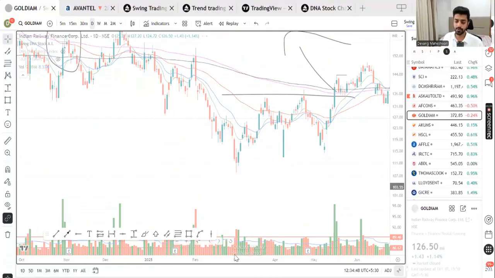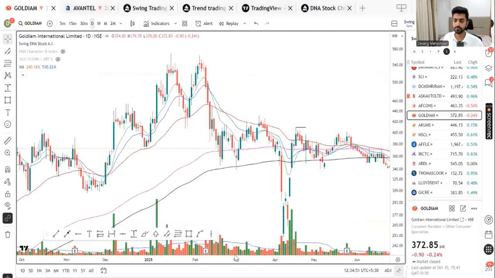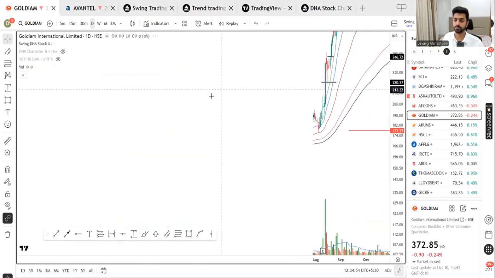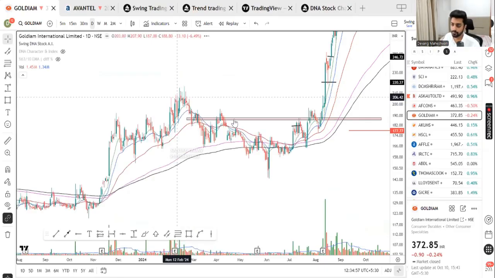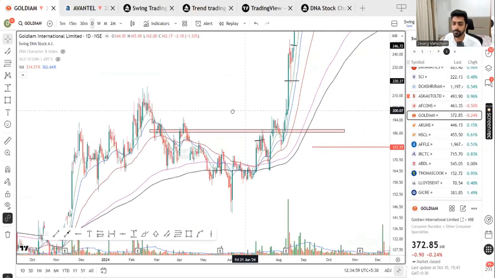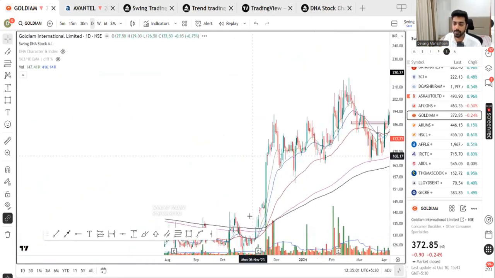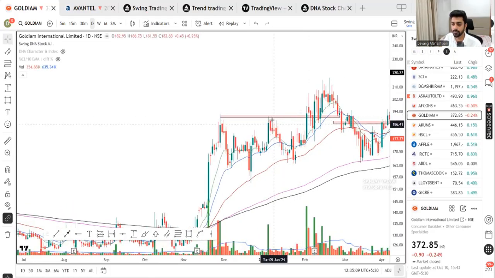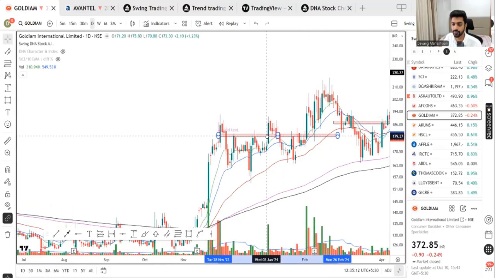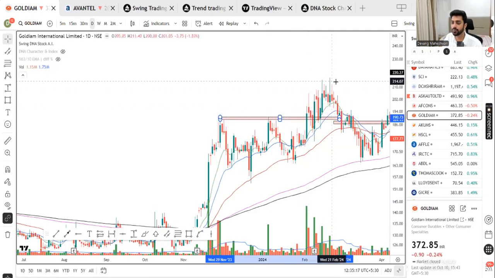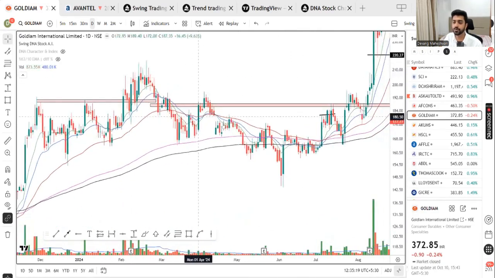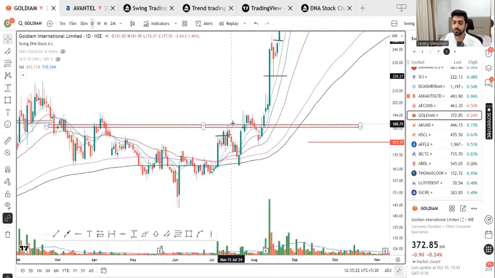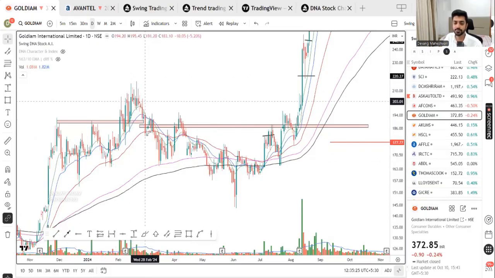Let's see some more examples. Look up here. This is up move, transitioning into the stage, and then you have this upright base. You can shift it here also, call it an up down base. It failed, then again somewhere it broke out. Eventually it failed this one also. Went down here. Here you have some up move. This is an up down base.